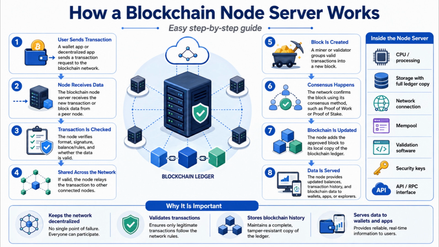After approval, the blockchain is updated. The node server adds the accepted block to its own local copy of the blockchain ledger. Because every full node stores this history, the blockchain remains decentralized, secure, and difficult to change unfairly.